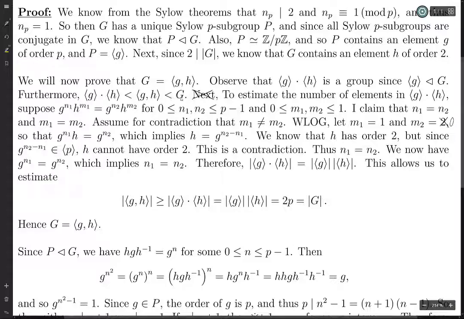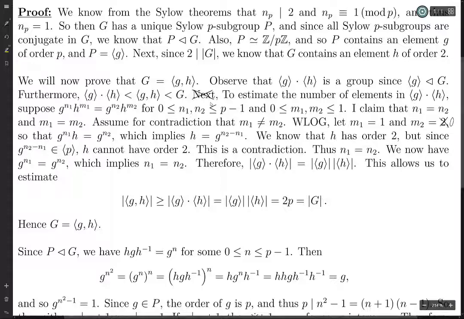Okay, so we have these inclusions. Now we have a typo, and now to estimate the number of elements in this group, let's suppose that we have two elements in the group, say g^n1 h^m1 and g^n2 h^m2, and we're going to assume that these two elements are equal. Note that any element in this group G times H can be written in this form, because that's what elements look like.